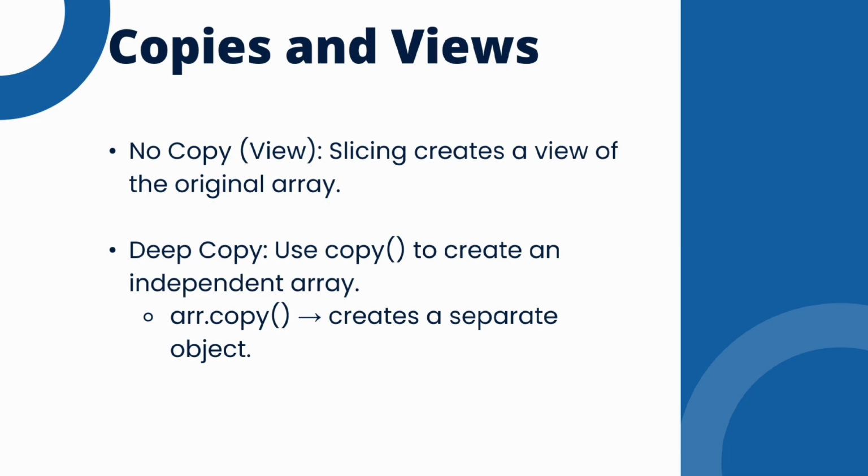Second is shallow copy, which is a view. If you want a new array object that shares the same data in memory, use the .view method. However, modifying one will still affect the other's data. Deep copy. If you want a completely independent array, use the .copy method. Changes made to the new array won't affect the original array.